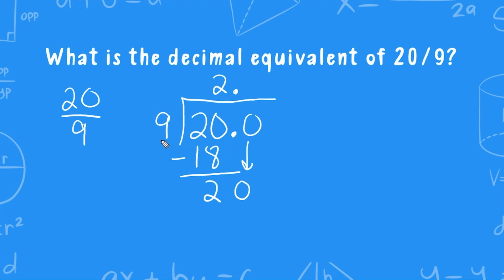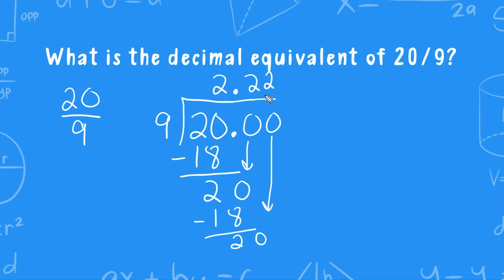Now we're dividing 9 into 20, although it's technically 2.0. We're going to pretend it is 20 for convenience sake. So 9 goes into 20 twice. That is 18. And once again, we get a 2. So we add another 0. And we bring that down and we get 20 again. And 9 goes into 20 twice. So we can see that this 2 is going to continually repeat.